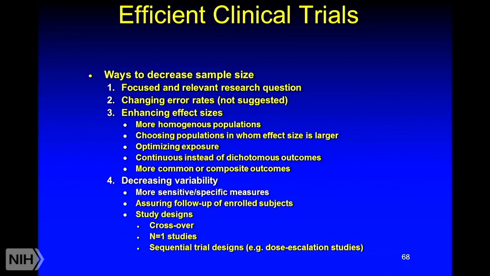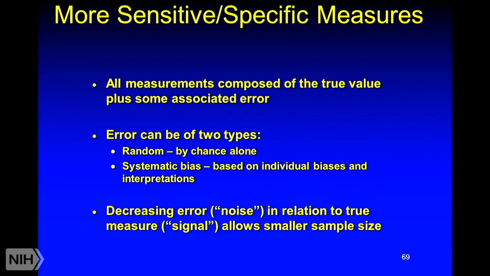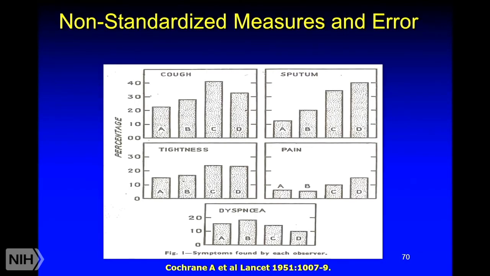So the first thing is to come up with better measurements. When you do a measurement, there is the true value and there's always some associated error with that measurement. One way to make that better is to decrease the error. And there are 2 types of error that we already talked about: random error, which occurs by chance alone, and systematic bias. So by coming up with better measurements, you can decrease some of that error, which will decrease the variability in your data.